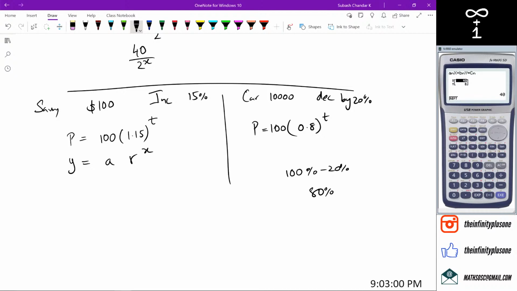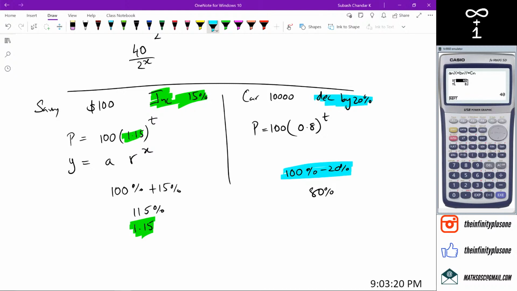And how did I get that 1.15? It's actually 100% plus 15%, which equals 115%, or 1.15. So that's where I'm getting the 1.15 for increasing by 15%. And then for decreasing by 20%, I've got to go 100% minus 20% to get 80%. And of course, 80% is the same thing as saying 0.8, which is what goes in that little formula.